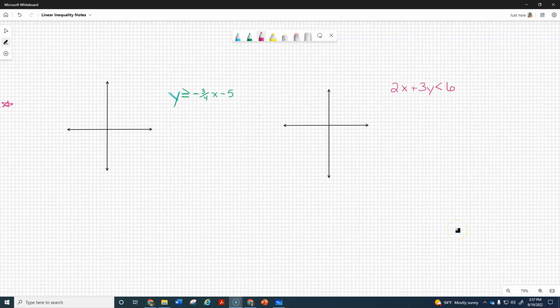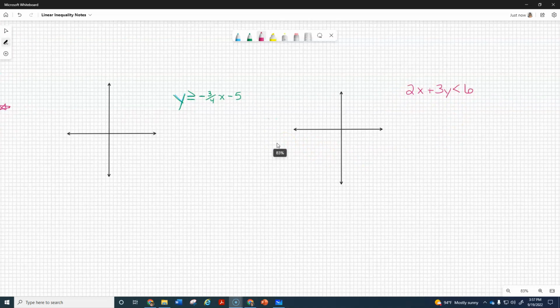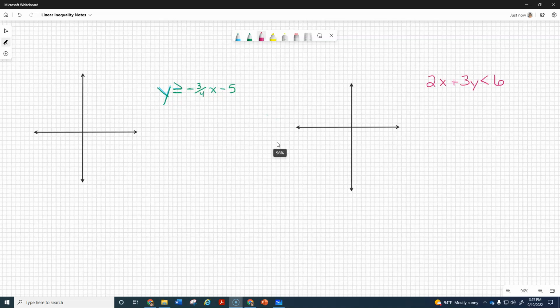This last video is just going to be helping those who are still struggling with graphing. This is slope-intercept form. This is standard form, and this would be the process that I would go through if I were graphing equations in these two forms.